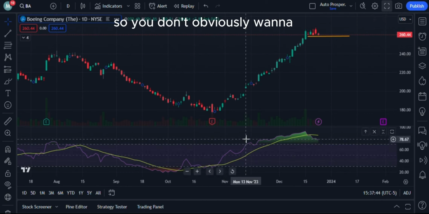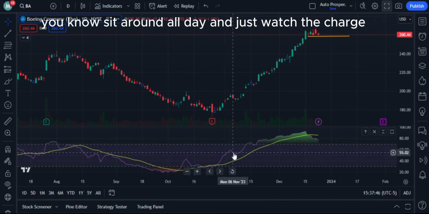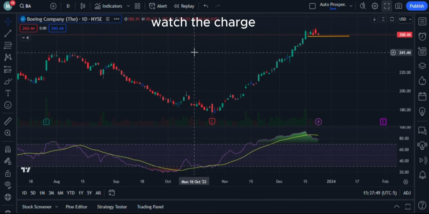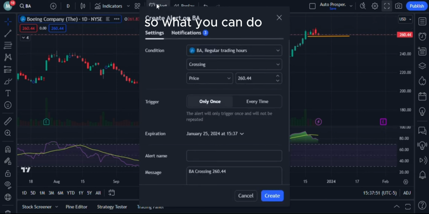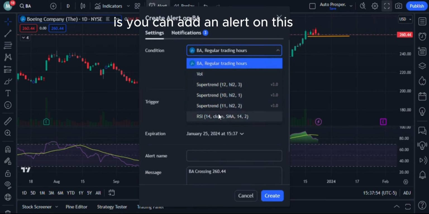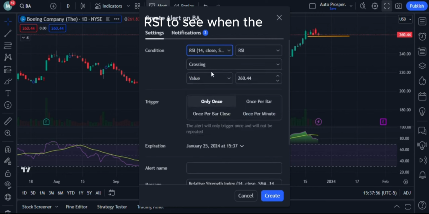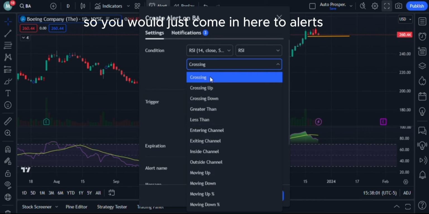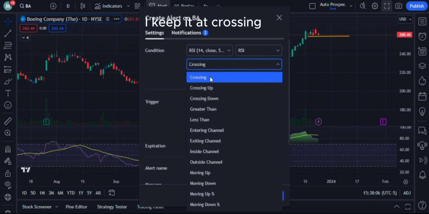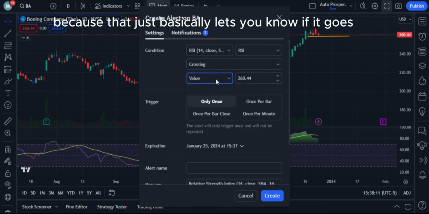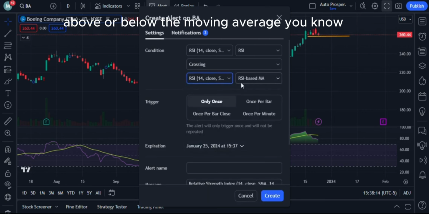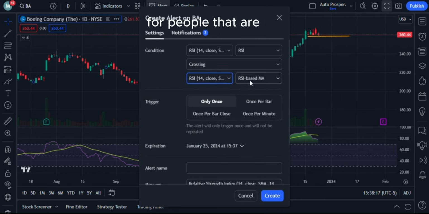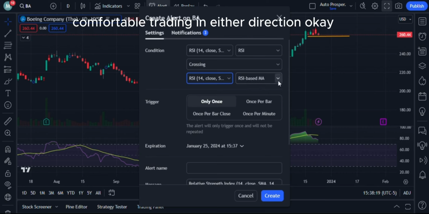So you don't obviously want to sit around all day and just watch the charts, waiting for something to happen. What you can do is add an alert on this RSI to see when the RSI line crosses over the moving average. So you would just come in here to alerts. You would select the RSI indicator. I keep it at crossing. You can select any of these, but I prefer crossing because that basically lets you know if it goes above or below the moving average, for people that are comfortable trading in either direction.